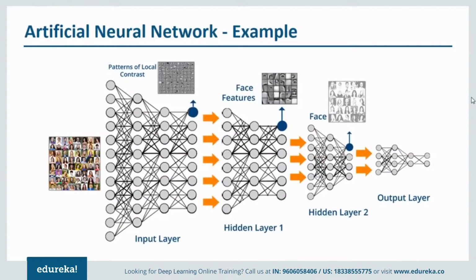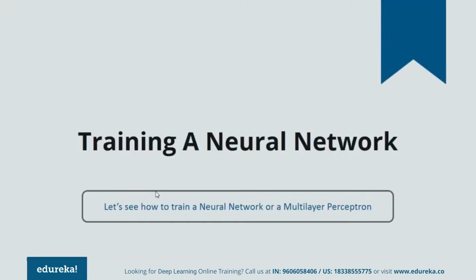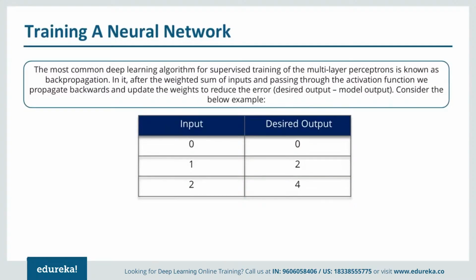All right. And there's a lot of training and learning involved that I'll show you now. Training a neural network. So how do we actually train a neural network? The most common algorithm for training a network is called backpropagation. In backpropagation, after the weighted sum of inputs passes through an activation function and we get the output, we compare that output with the actual output that we already know. We figure out how much the difference is. We calculate the error, and based on that error, we propagate backwards.